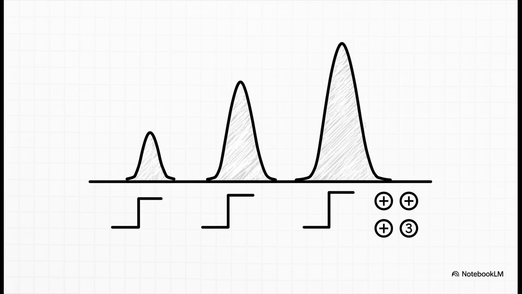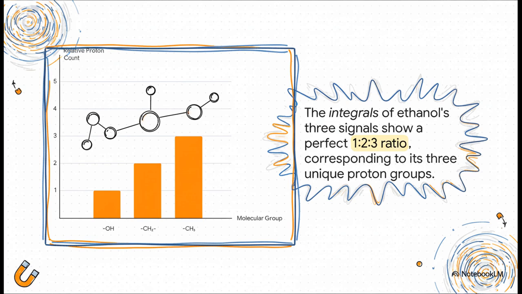This is called the integral. And here's the magic. That area is directly proportional to the number of hydrogens creating that signal. Now, it won't tell you there are exactly 3 hydrogens, but it will tell you the ratio between the different groups. A perfect example is good old ethanol.